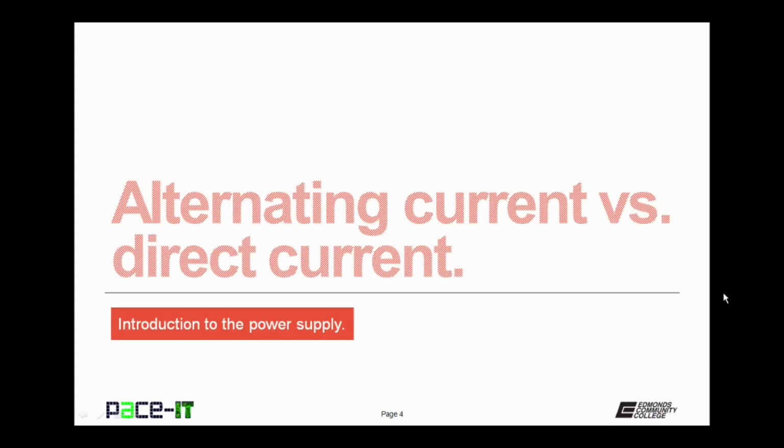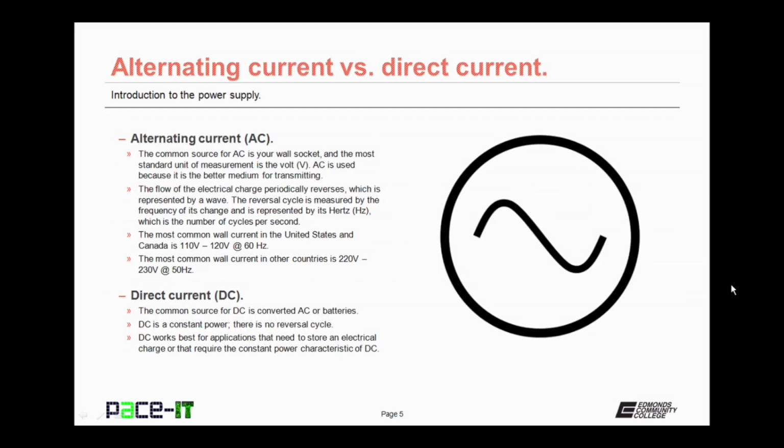And we begin by talking about alternating current versus direct current. So let's start with alternating current, AC. The common source for AC is your wall socket, and the most standard unit of measure of AC is in volts. Now we use alternating current because it's a better medium for transmitting power, especially over distance. Now a characteristic of AC is that the electrical charge periodically reverses, which is represented by a wave.